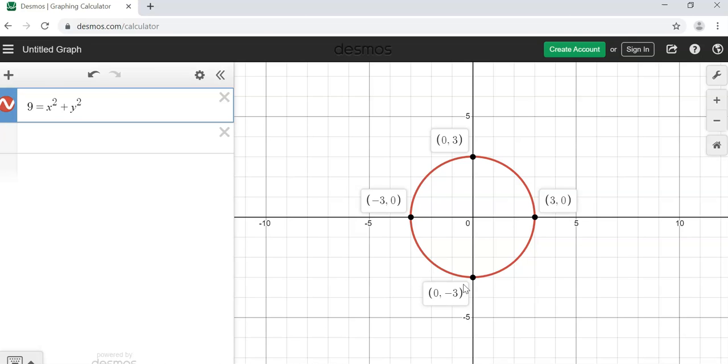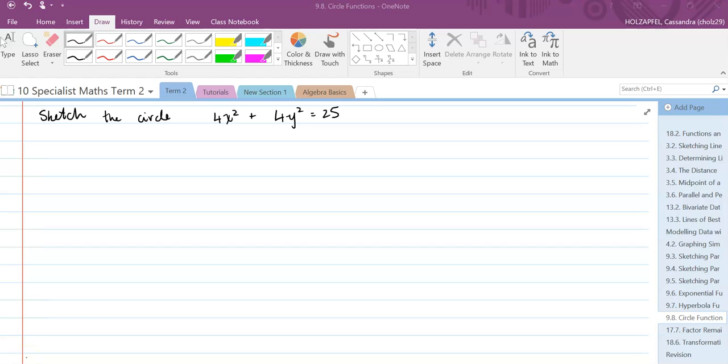So let's go through an example. Sketch the circle 4x squared plus 4y squared is equal to 25. Now, unlike our previous examples, this has a value of 4 out the front of my x squared and my y squared. So I'm going to divide the whole thing through by 4 so that I have x squared plus y squared is equal to 25 over 4.